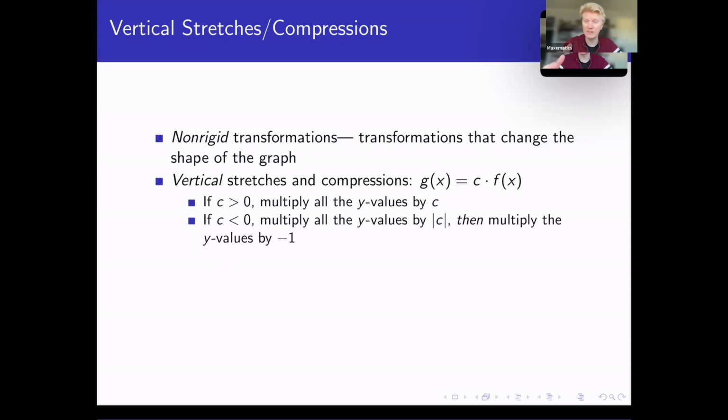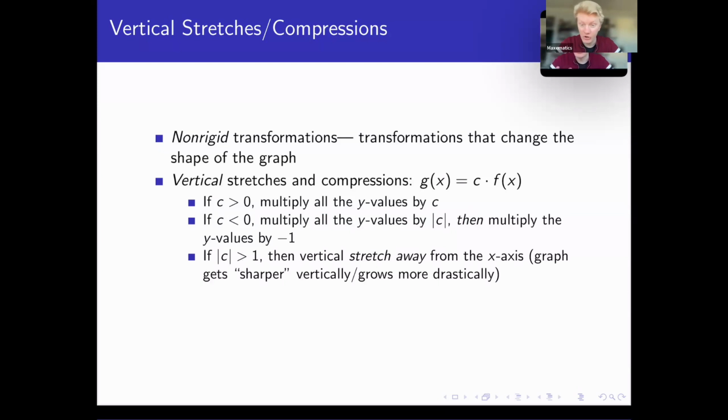However, what we're going to be interested in doing, at least in my classes, is understanding the order in which we do things. The order would be stretch or compression, multiplying all the y values by that constant, and then doing the reflection by -1. Different from class to class, that's how I prefer to teach it in my class. If the absolute value of c is bigger than 1, then you stretch away from the x-axis. Your graph gets sharper, it grows quicker, so that's what it means to stretch away from the x-axis.